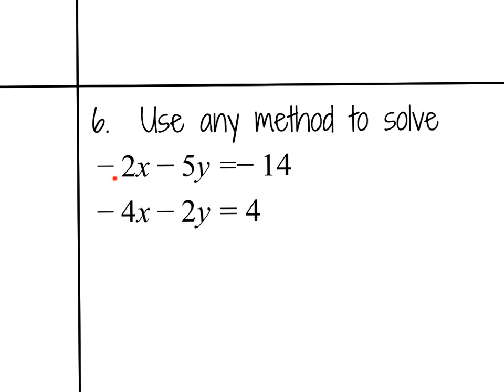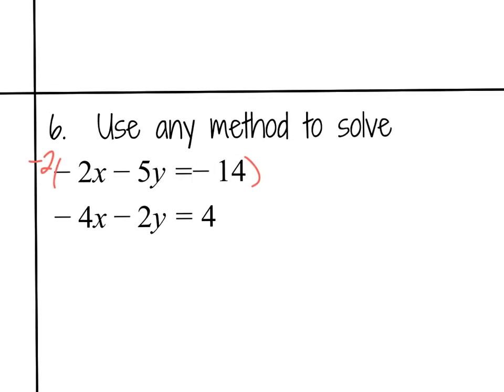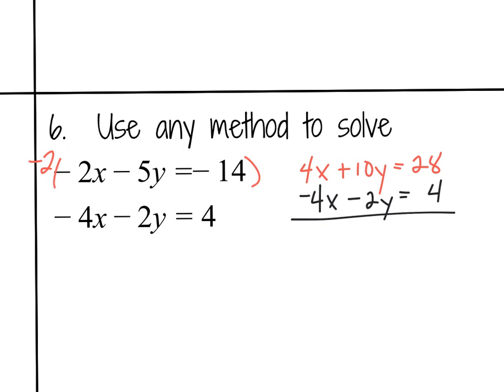Between the 2 and the 4, I'm going to make this 2 become a 4 by multiplying by 2. And so we'll multiply this entire equation by negative 2. When I do so, I wind up with a positive 4x, a positive 10y, and a positive 28. The bottom equation remains untouched and unchanged, negative 4x minus 2y equal to 4. My x's will cancel out. I'll wind up with 8y, and 28 plus 4 is 32. Dividing by 8 will get me y equal to 4.